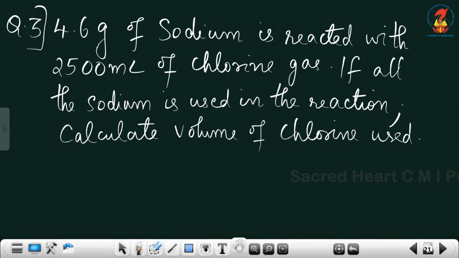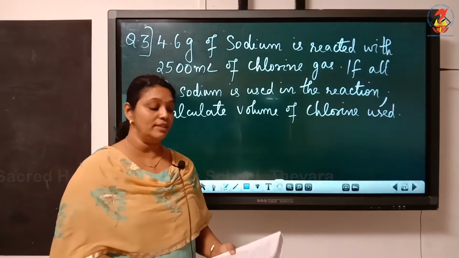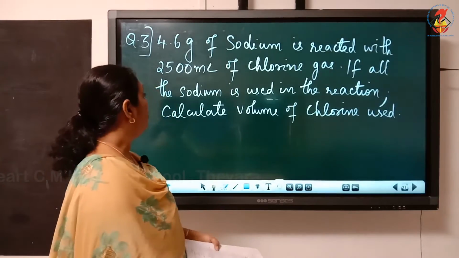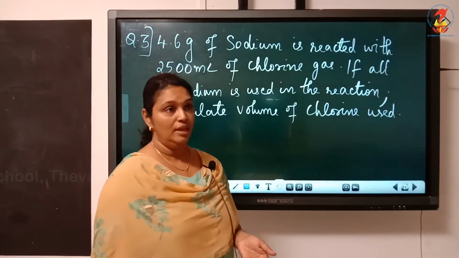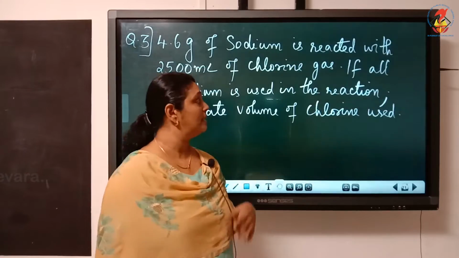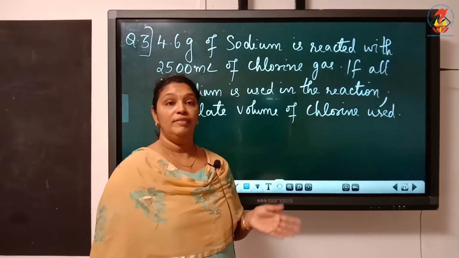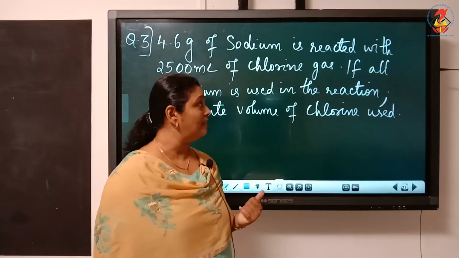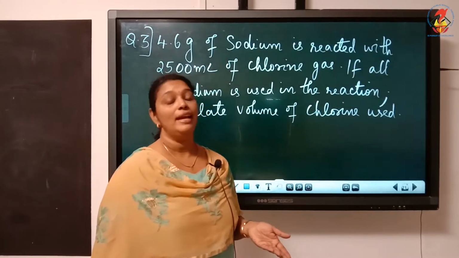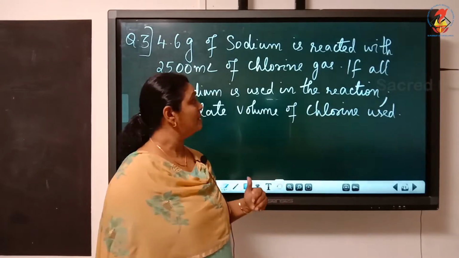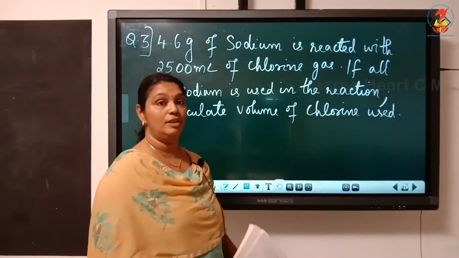4.6 gram of sodium is reacted with 2500 ml of chlorine gas. The reaction is between sodium and chlorine gas, and we know the product formed is sodium chloride. If all the sodium is used in the reaction, calculate the volume of chlorine used. If all the sodium is used in the reaction, it means sodium is the limiting reagent and chlorine is in excess. First, we are going to write the balanced equation.